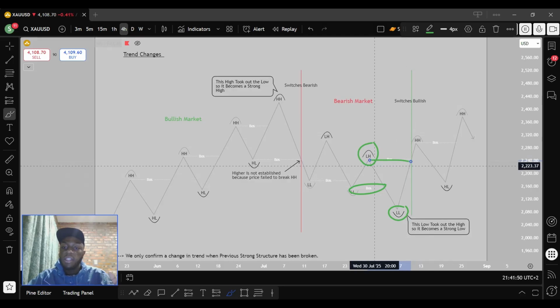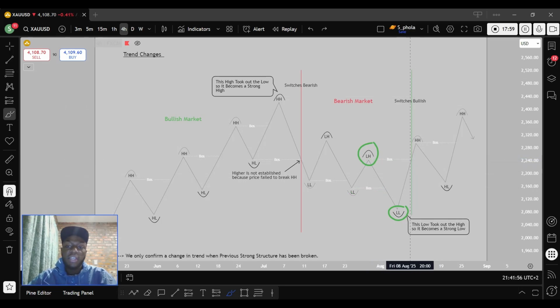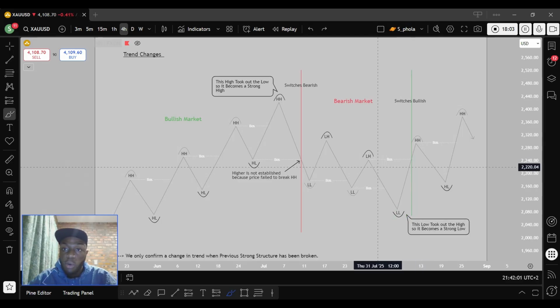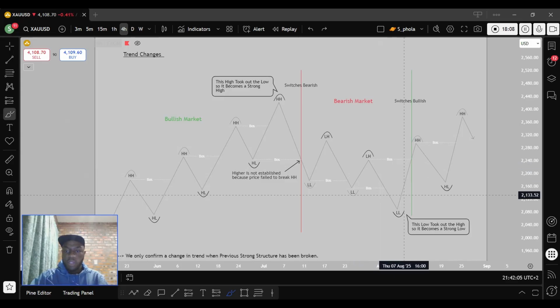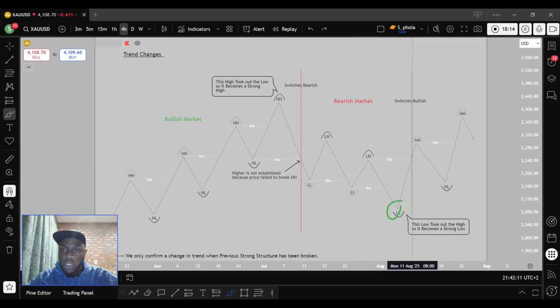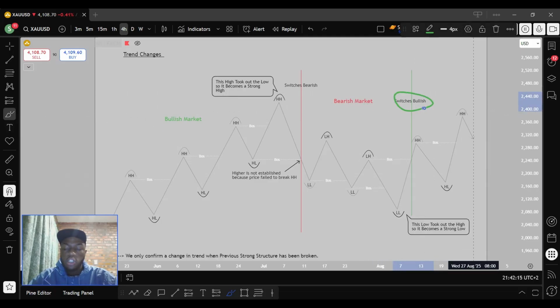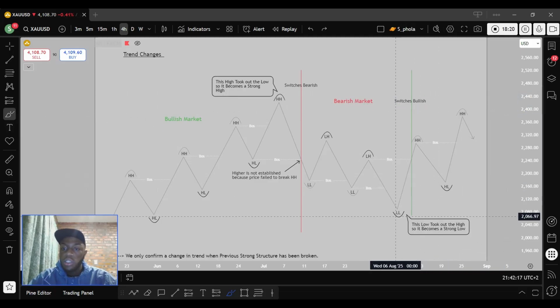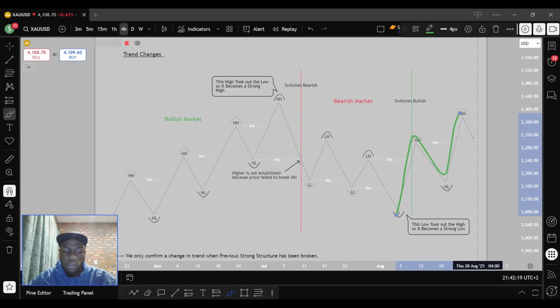So we believe that if something breaks structure, the major banks or your gurus or whatever you believe should have vested interest in price not breaking this high. And if price eventually breaks that high, it means that the major players are not there anymore, and our trend might be changing, right? So when your lower low breaks your lower high, that signals that the market has switched bullish, and now we're in a bullish market environment. Understand?